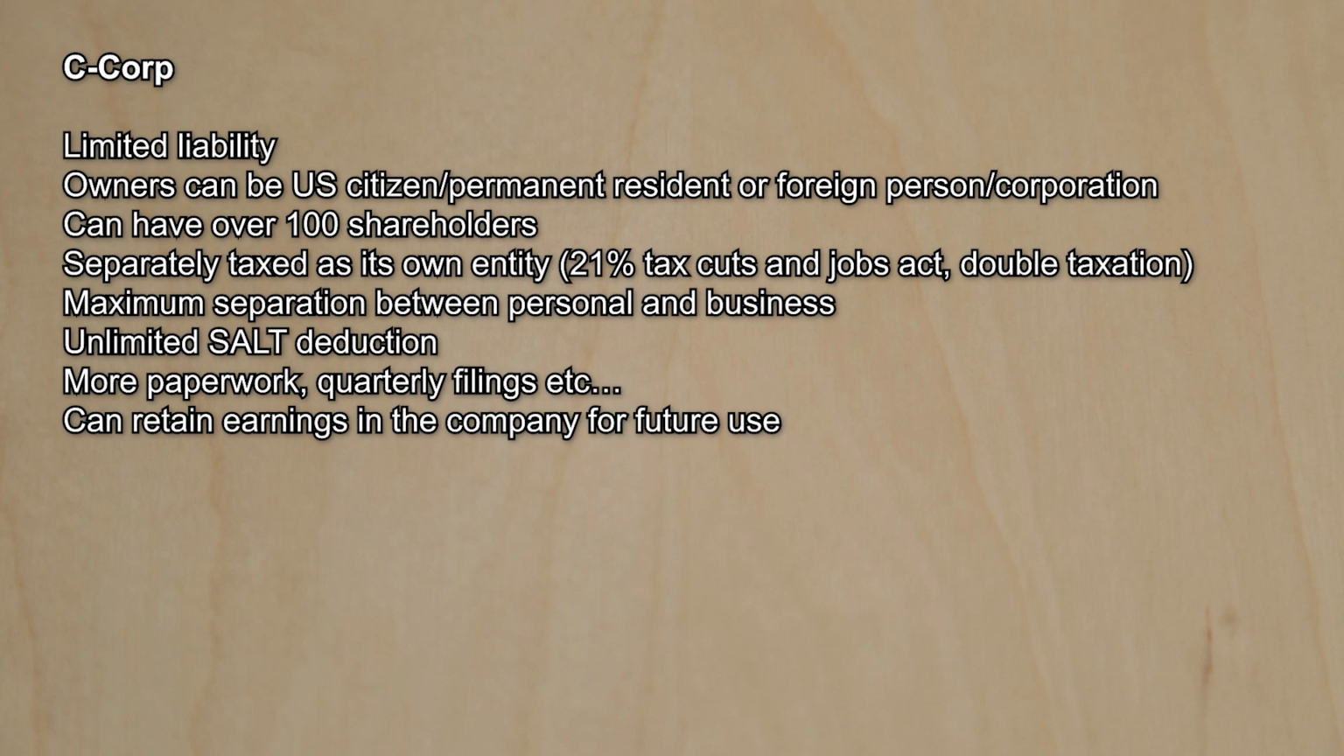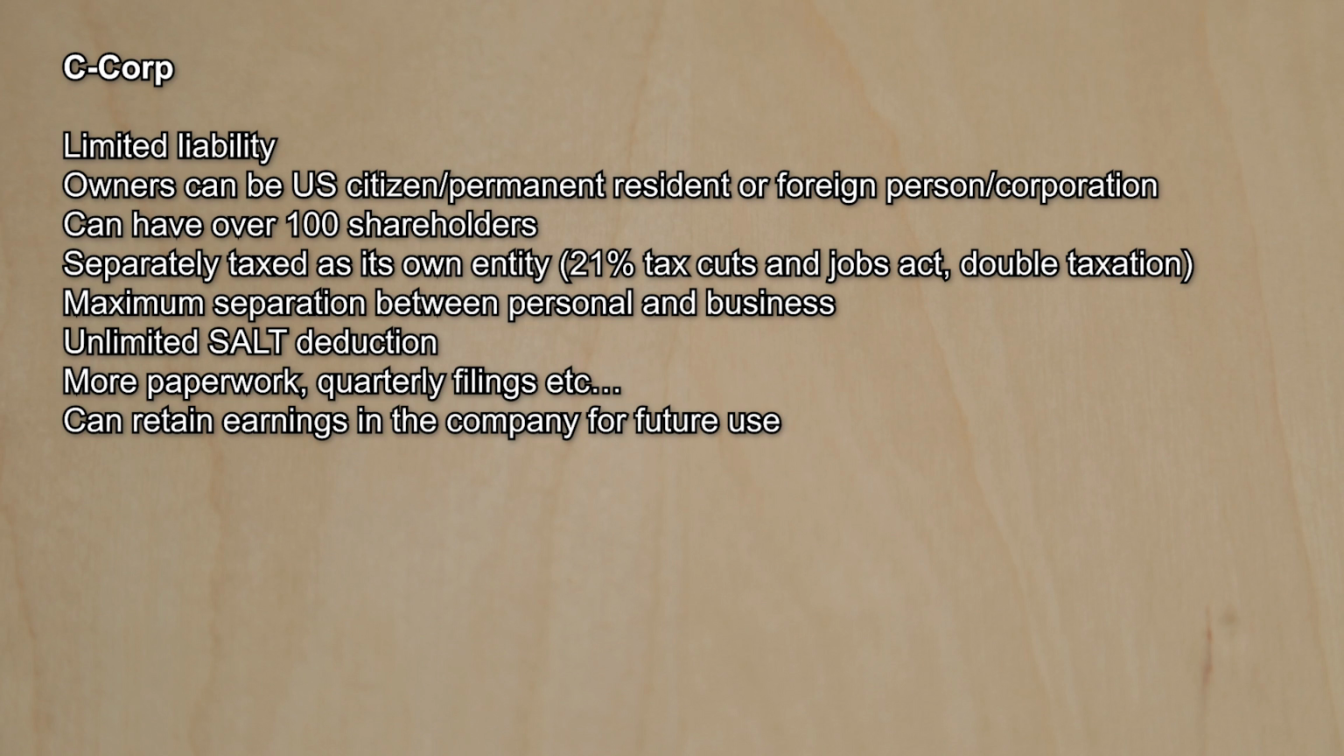Now for a C-Corp. C-Corps also offer limited liability. Basically there's no limit on owners. They can be US citizens or permanent residents or foreign persons, foreign corporations, etc. You can have over 100 shareholders. It's separately taxed as its own entity. The current US tax rate is 21%, down from 35% thanks to the Tax Cuts and Jobs Act.